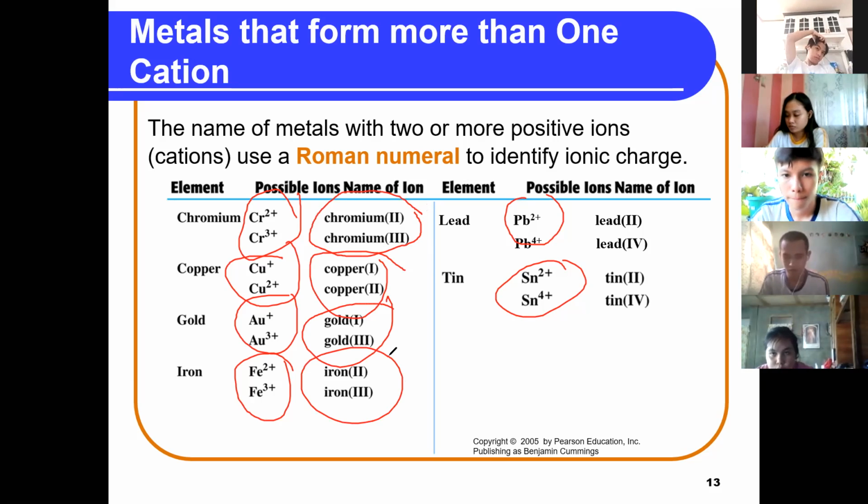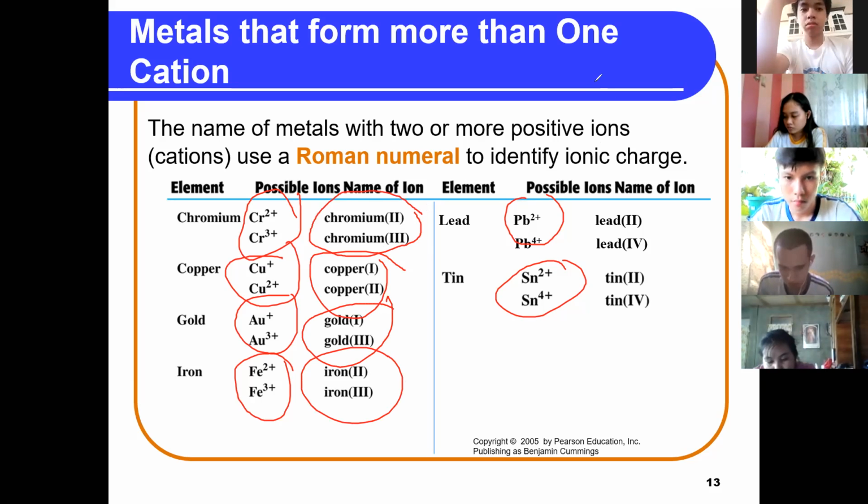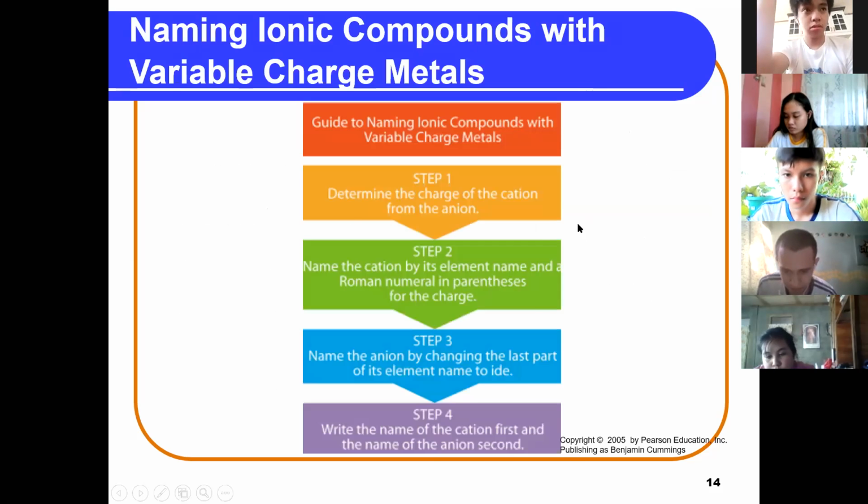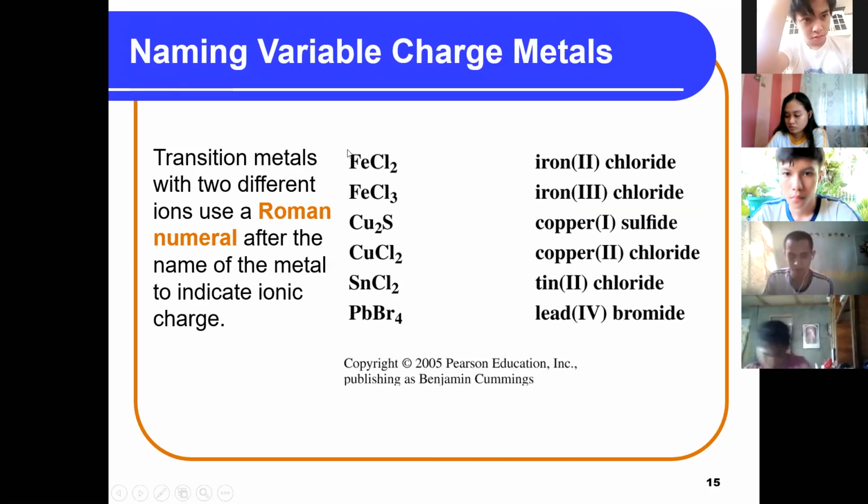Copper is cuprum, iron is ferrum, lead is plumbum, tin is stannum. Okay, so there are differences between naming metals with multiple ionization. Let's have examples here. For example, here we have FeCl2. You'll name it as iron 2 chloride. And FeCl3, you'll name it as iron 3 chloride.